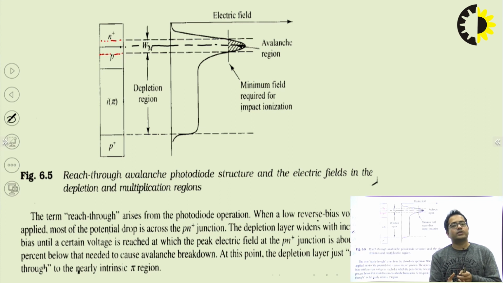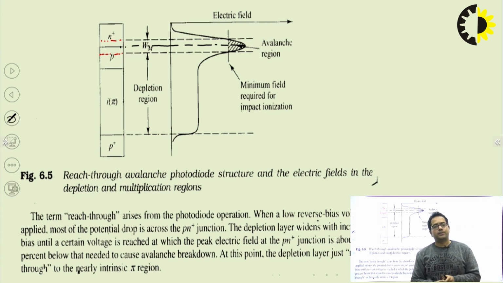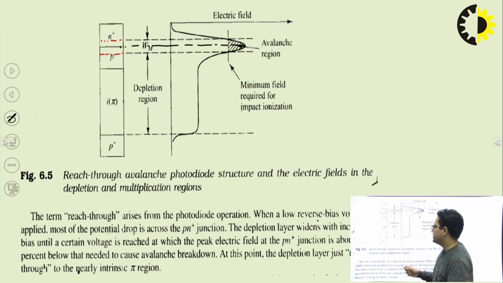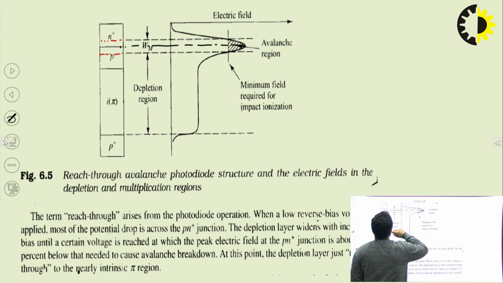Constituting more electrons will move with a high velocity, and they will move across the junctions and across the complete material, and they will constitute an electric current. So that's why this avalanche photodiode is there.